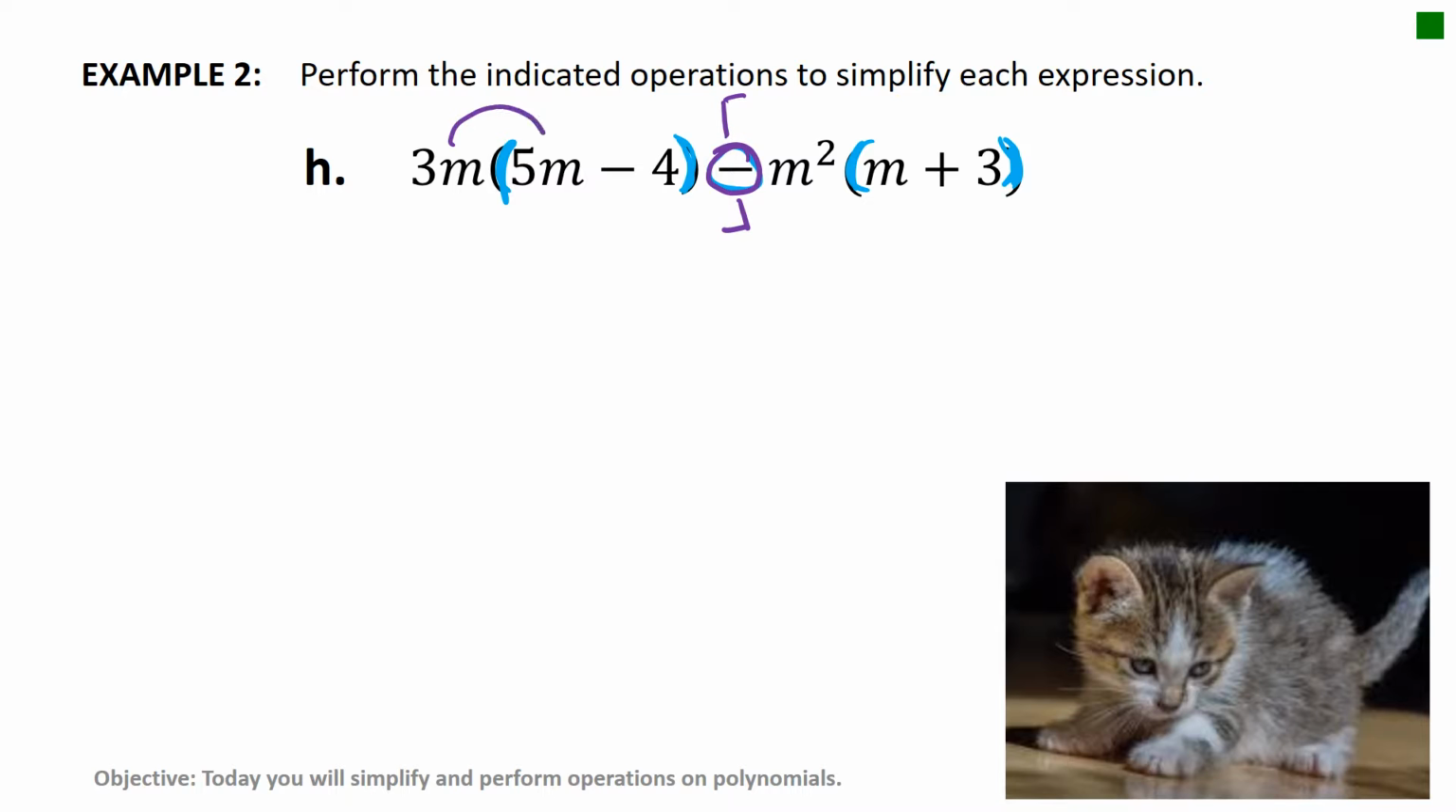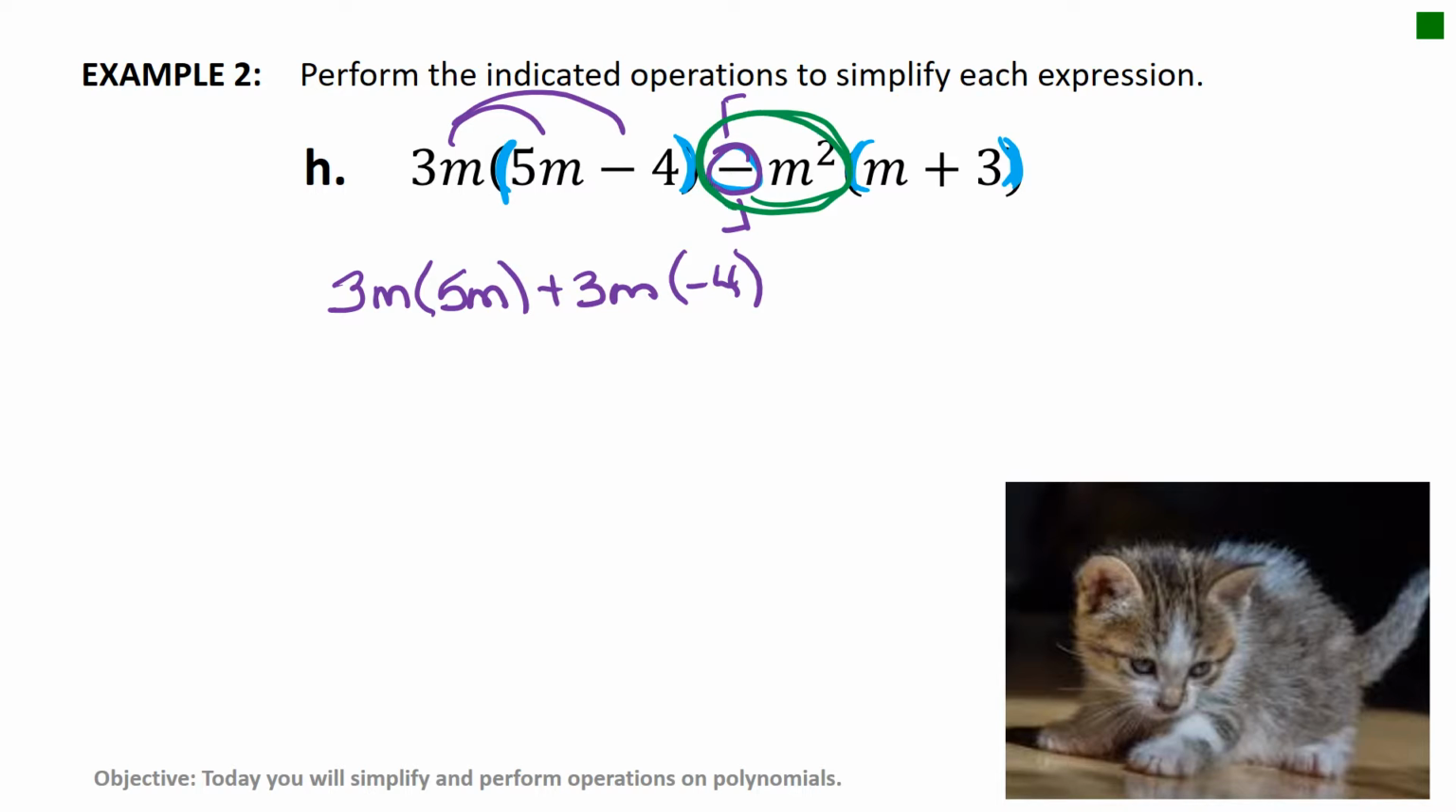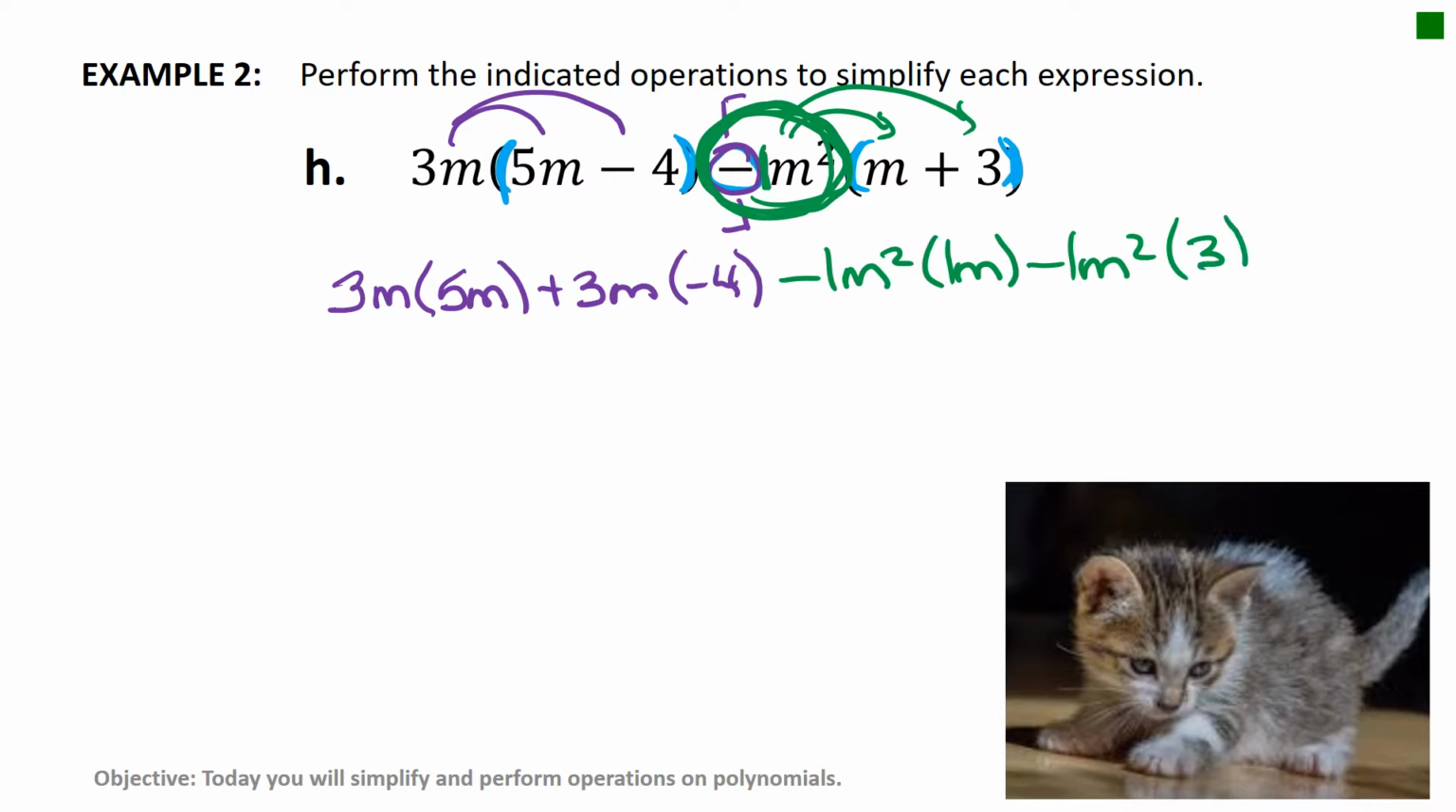So over here, I'm going to distribute. I'm going to take 3m times 5m, and I'm going to take that positive 3m times negative 4. Then I'm going to distribute this term right here. That's a negative 1m squared. So it's negative 1m squared times that 1m. Going back to that negative 1m squared, and now I'm going to multiply it times the 3.